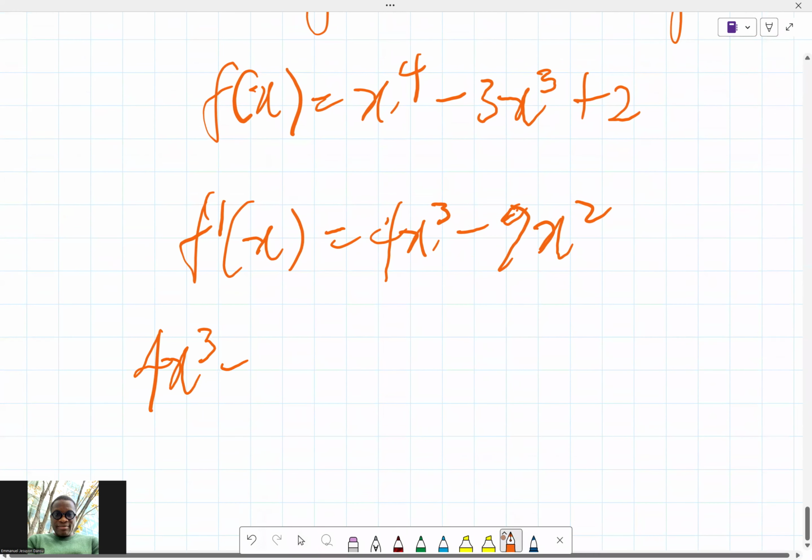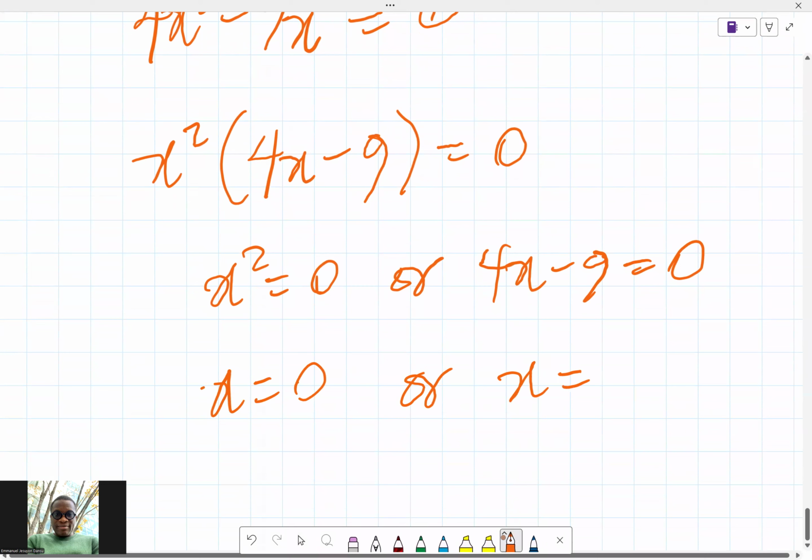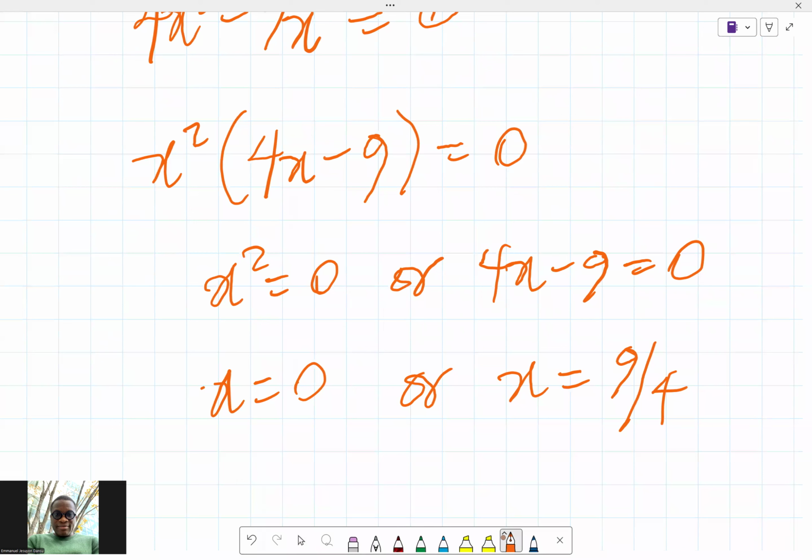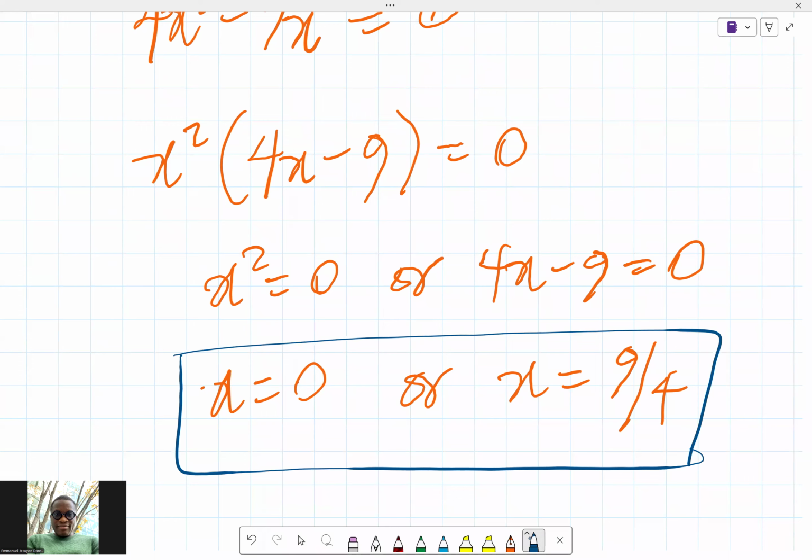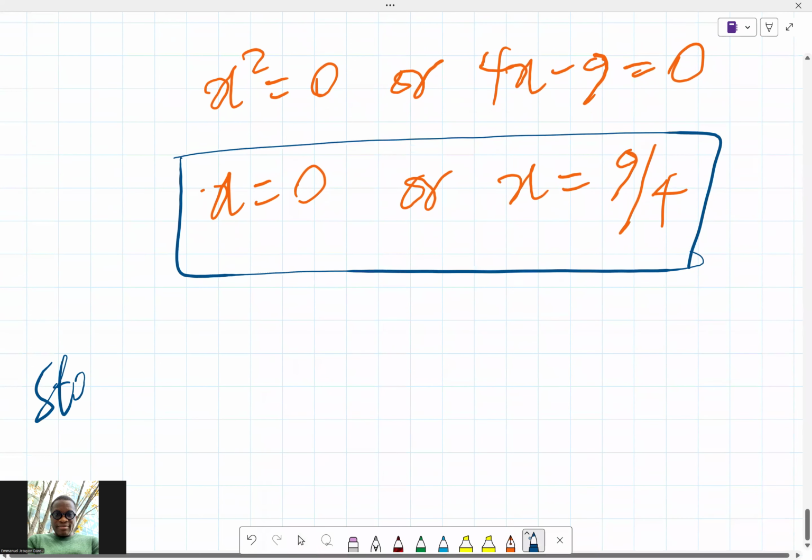So x squared is common, so x squared into 4x minus 9 equals 0. That simply means x squared equals 0 or 4x minus 9 equals 0. So x is equal to 0 or x is equal to 9 over 4, which is 2.25 or so. So these are the two values of x.